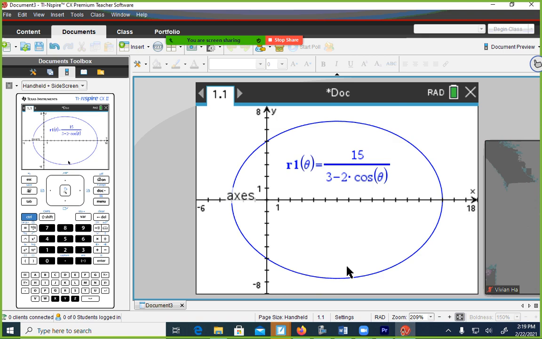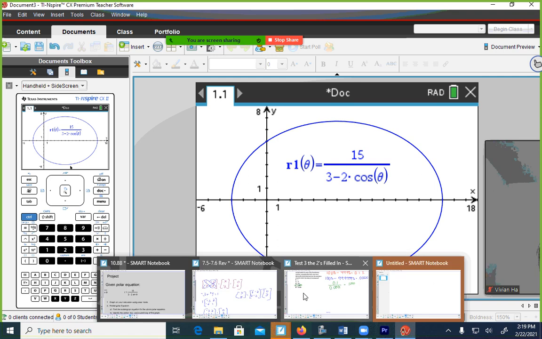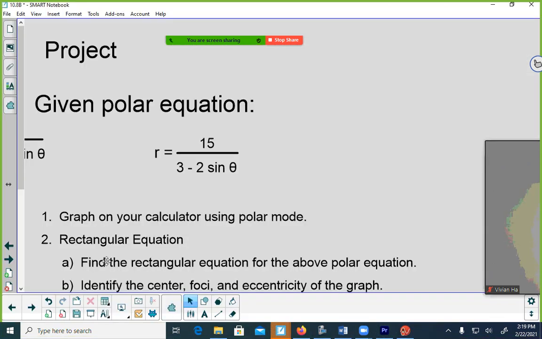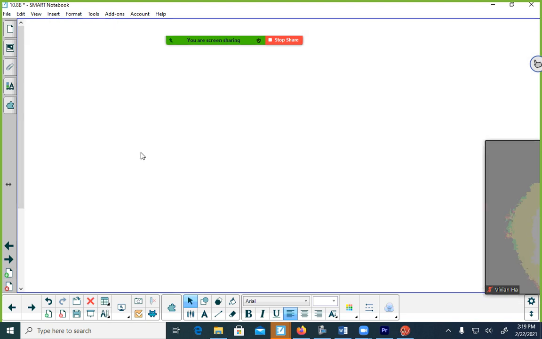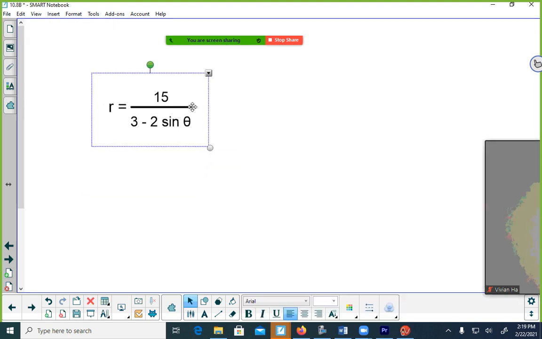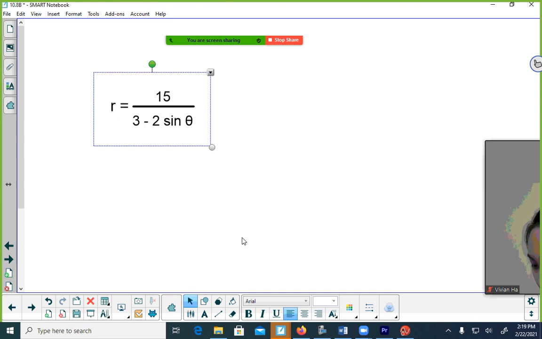Okay, so now I have that window. We're all good, yes? So that's the first part, and then it asks you what shape it is, and you're going to tell me that it is an ellipse, right? It kind of looks like a circle on my screen, but it's not. It's an ellipse. Now the second part says find the rectangular equation. So I'm going to go back to this equation here and turn it into rectangular. What do you think you're going to do to make this a rectangular equation? I give you a hint on there.